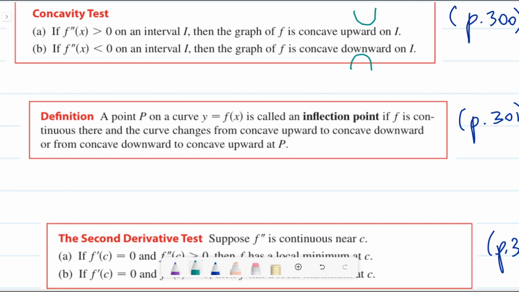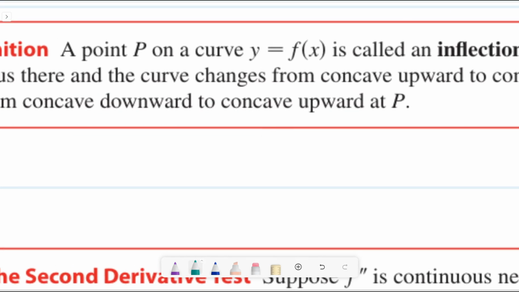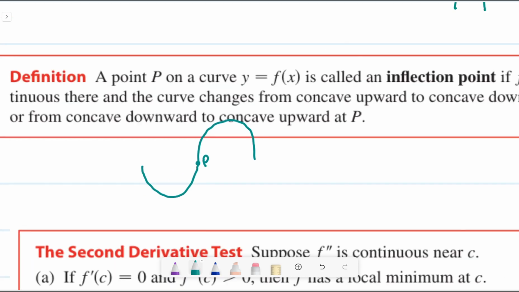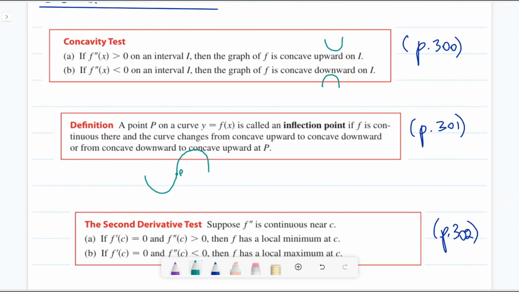So, the definition: a point P on a curve y equals f of x is called an inflection point if f is continuous there and the curve changes from concave upward to concave downward or from concave downward to concave upward at P. So if the graph starts out as concave upward and becomes concave downward, and here we have a point P, then point P is an inflection point. Again, we will apply all of these definitions in an example in a few minutes.